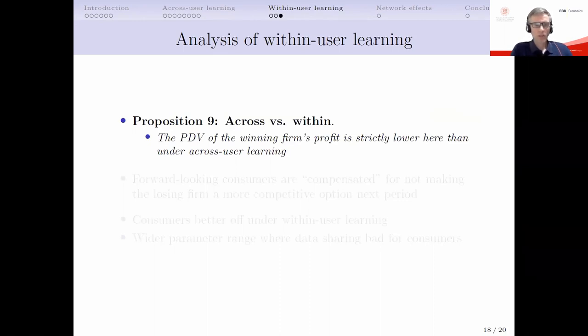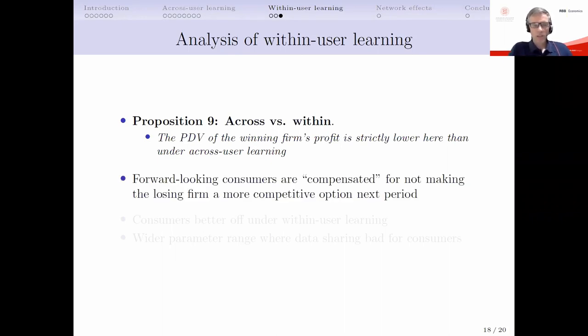Now, one interesting result we get is if we compare the results from across and within user learning. You can ask the question, which type of learning leads to more intense competition, or with which type of learning does the winning firm extract more profit? It turns out that, whatever the learning function is, the winning firm's profit is always lower with within user learning than with cross user learning. In other words, within user learning is always a more competitive situation than across user learning.